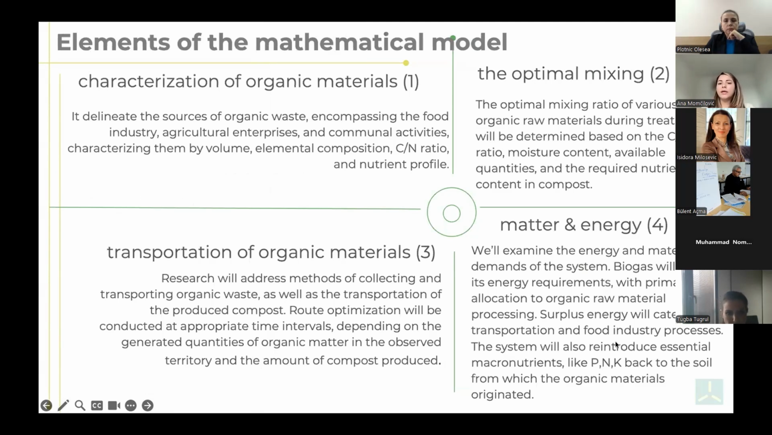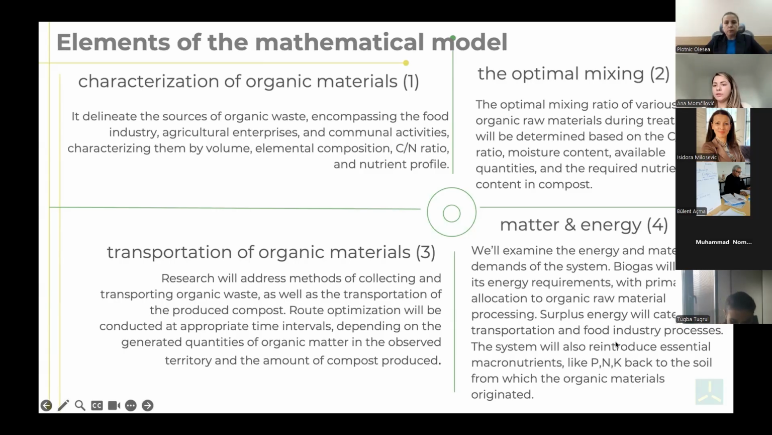We only use something that we can find really in nature. So we have used composting and anaerobic digestion, but in order to optimize the processes, we needed to know what kind of organic waste we have. So the characterization is really important. We need to identify the organic waste sources that we have. We looked at three main sources of organic waste.